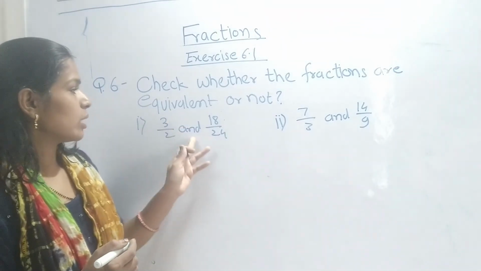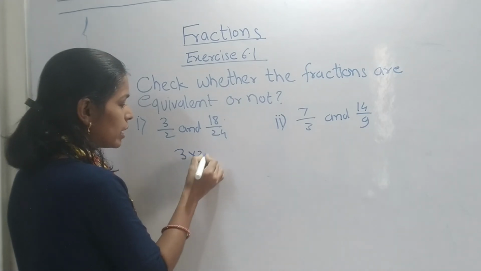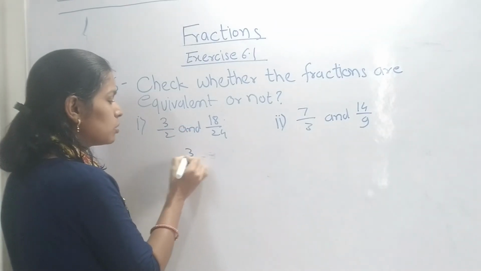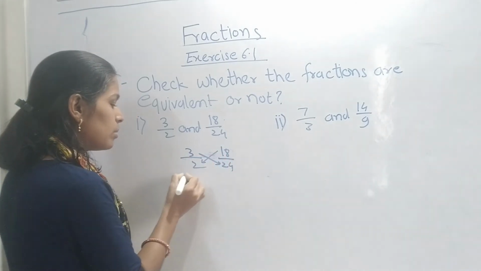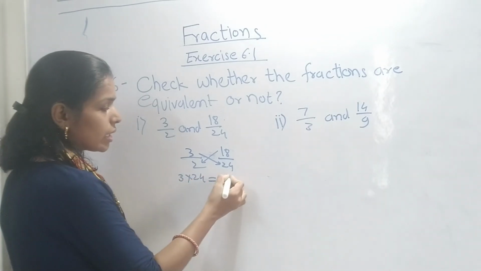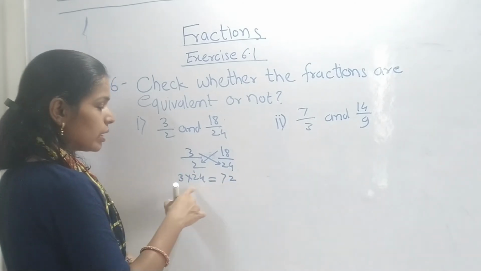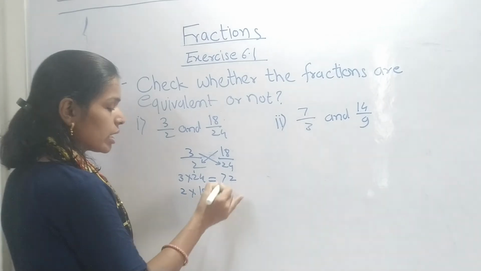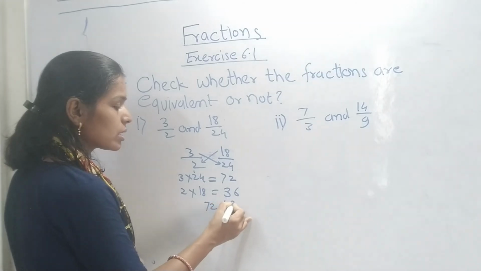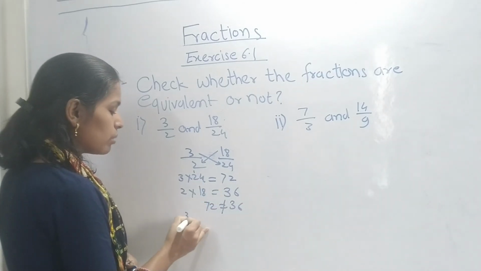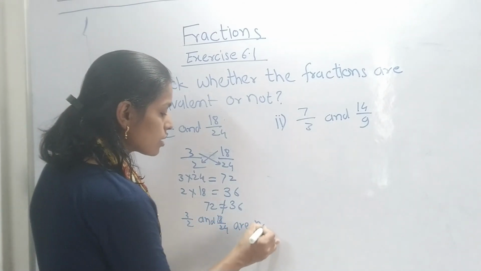Here you have given the fractions 3 by 2 and 18 by 24. So what is the cross multiplication of 3 and 24? 3 by 2 is there, 18 by 24 is there. You have to perform the cross multiplication. 3 multiplied by 24, what is this? We know that it is equal to 72. 3 4s are 12, carry 1, 3 2s are 6 plus 1, 72. And 2 18s are 36. So 72 and 36 are not equal. Therefore 3 by 2 and 18 by 24 are not equivalent fractions.